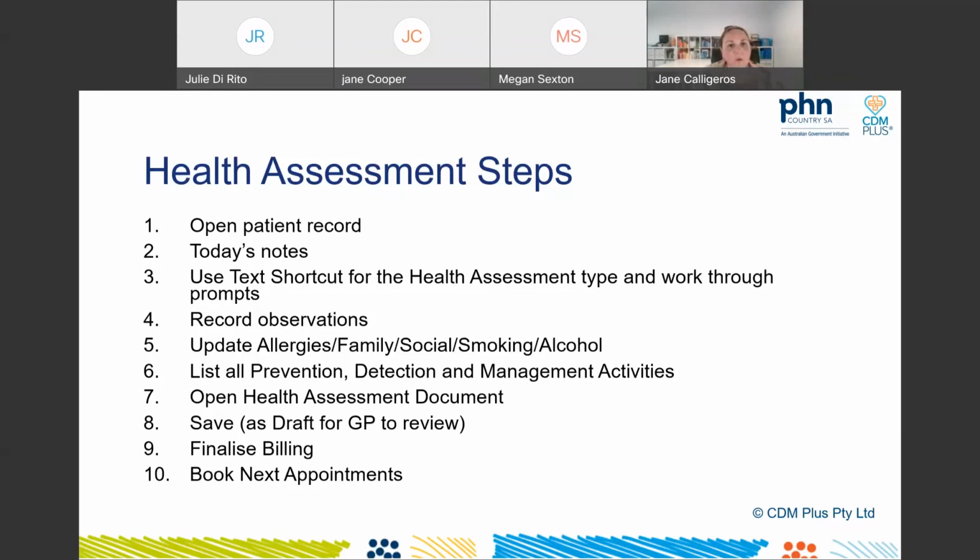And then, like we were talking about with the care plan and review, we actually put together a list of all those prevention, detection and management activities that need to be completed over the next 12 months, because we're going to need to break those up. So when we put all of that into the document, we usually save that as a draft. The GP will review that, finalise the billing, and then that's when we look at those next appointments.